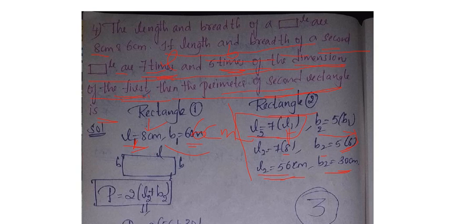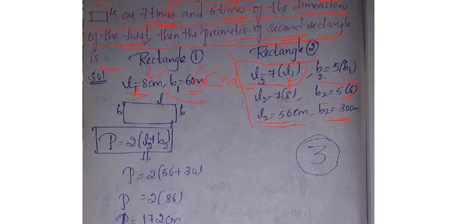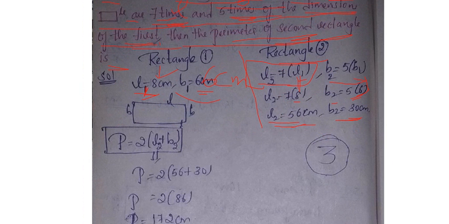What is the perimeter of a rectangle formula, friends? Perimeter of the rectangle equal to 2 into (L plus B), length plus breadth. You know that. Are they asking for the first rectangle or the second rectangle? The second one. That is why I wrote P equal to 2 into (L2 plus B2). Why? Because they are asking for the second rectangle. If they ask for the first one, I would write L1 plus B1.